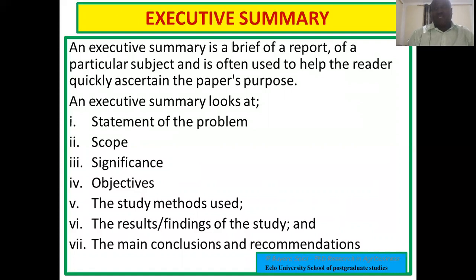In it, you ought to highlight the problem, the scope, significance, objectives, study methods or methodology of your study, your design of study. You must show the findings briefly. Last but very important, you must conclude and give recommendations. Okay.